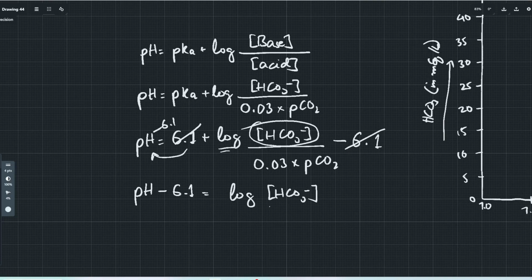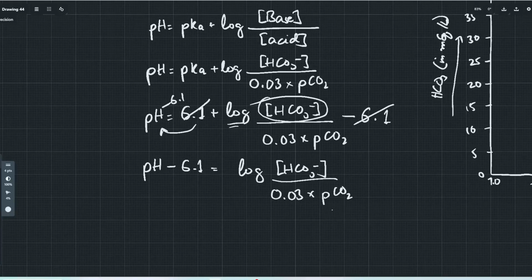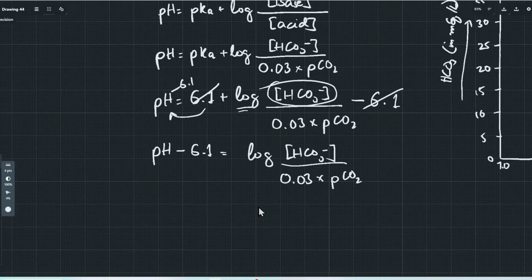I hope you can understand this basic algebra. I know many medical students and even doctors are bad at mathematics, but I am trying to keep it to the bare minimum. Now, to get rid of this log, we need to take the antilog, and antilog is 10 raised to the power of something on both sides.